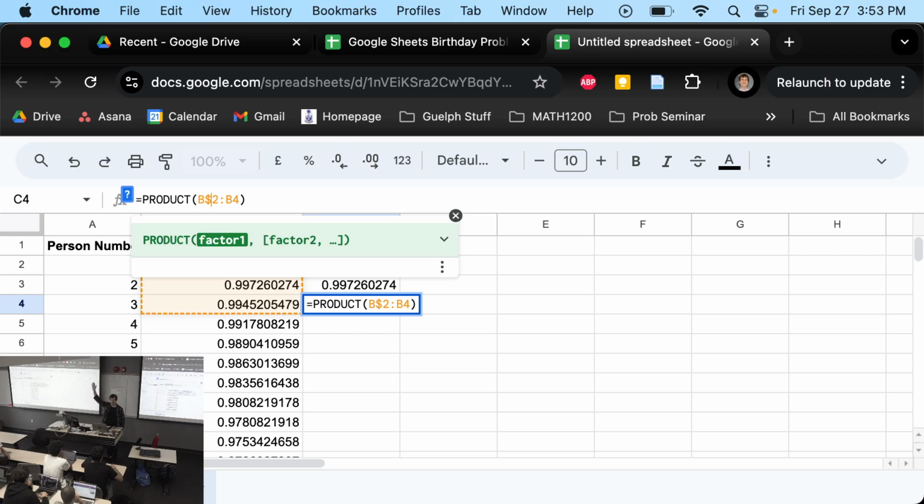Who knows about the secret $ sign in Excel? Who's never heard of the $ sign? Okay, now you guys are learning, see? The $ sign makes you always start. Whatever you put after the $ sign will not adjust as you go up and down.